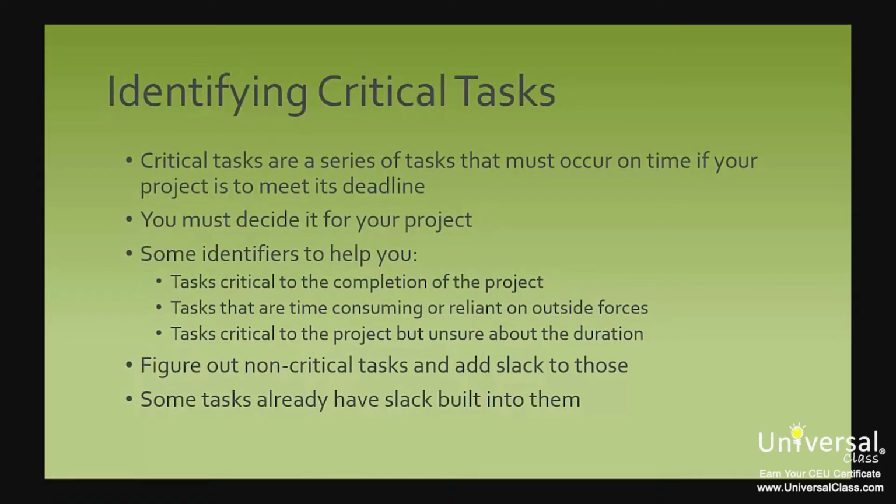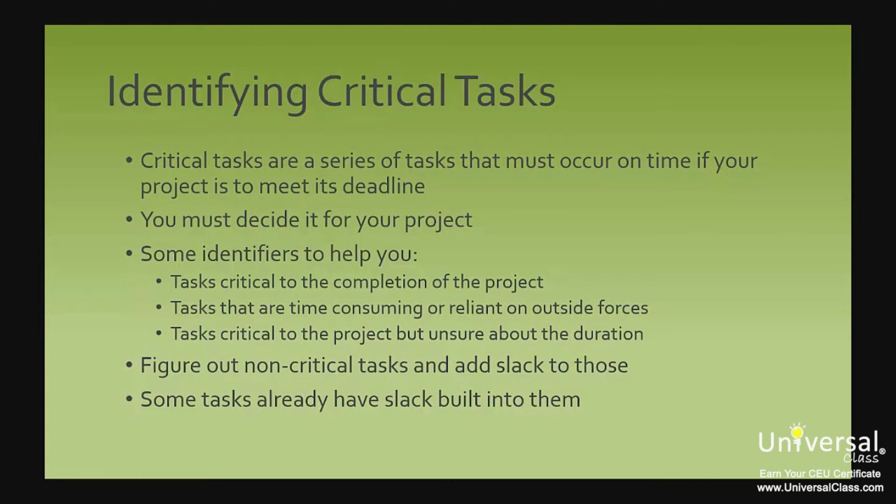Critical tasks, also known as a critical path, are a series of tasks that must occur on time if your project is to meet its deadline. What you have to decide is how many tasks in your project are on the critical path and how many can be given some slack. There's not a formula or software program that can decide this for you, unfortunately. It is something you're going to need to figure out each time you run a new project.